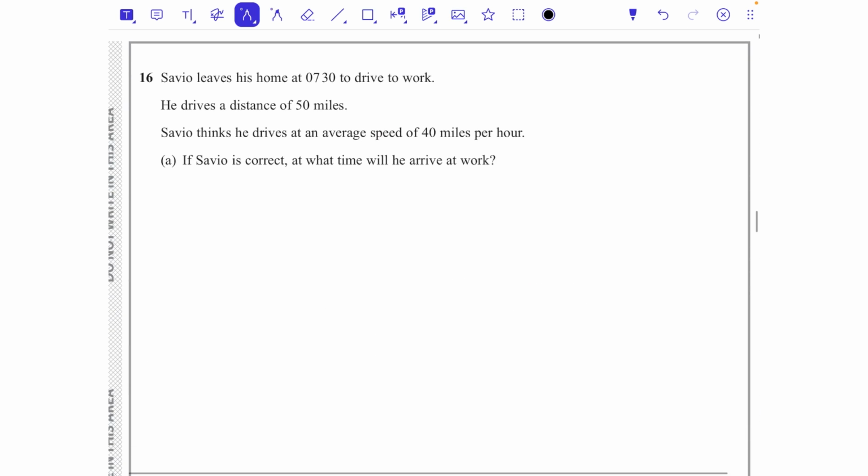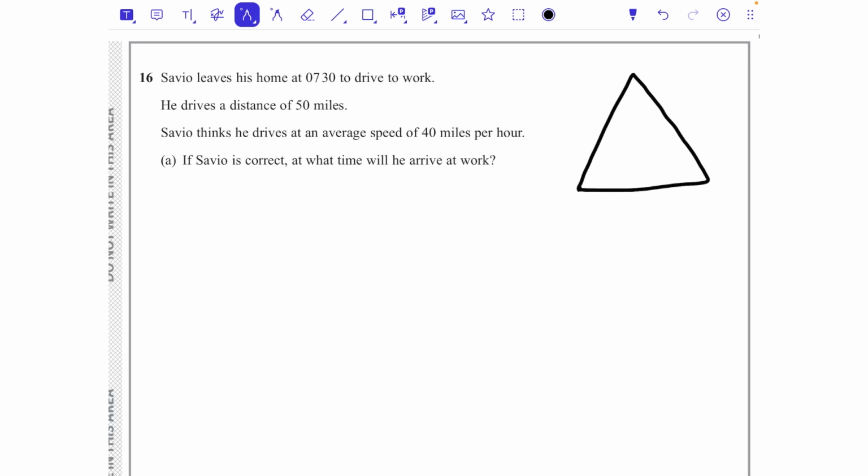Question number 16. Savio leaves his home at 7:30 to drive to work. He drives a distance of 50 miles. Savio thinks he drives at an average speed of 40 miles per hour. If Savio is correct, at what time will he arrive at work? So as soon as we see a question involving speed, involving distance, we want to draw our triangle, and remember that is speed, distance, time.